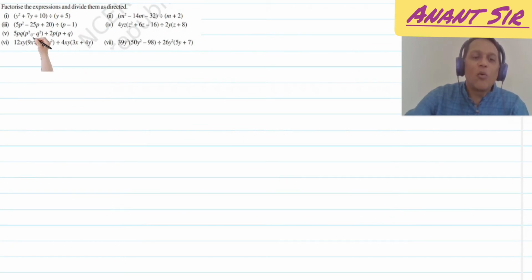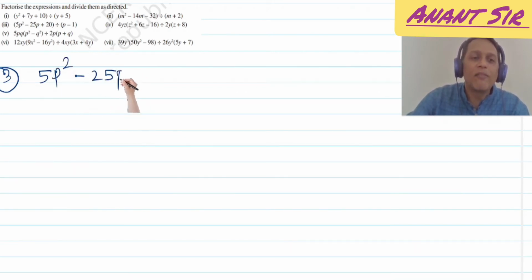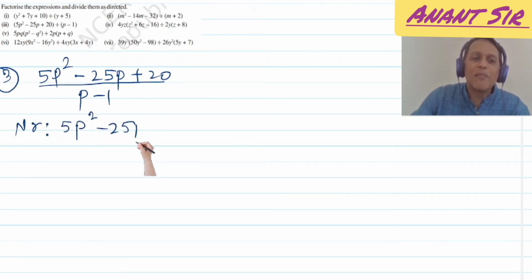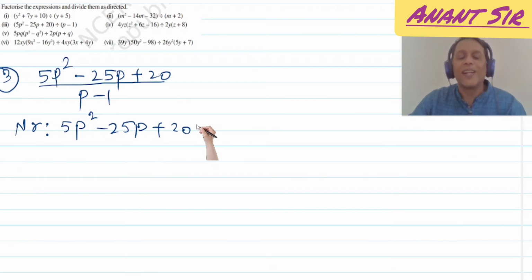So friends, now we come to question number 3. Let's see how this question is. 5p square minus 25p plus 20, divided by p minus 1. Again, we are going to solve the numerator, 5p square minus 25p plus 20.